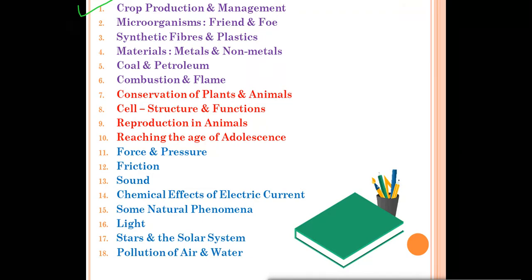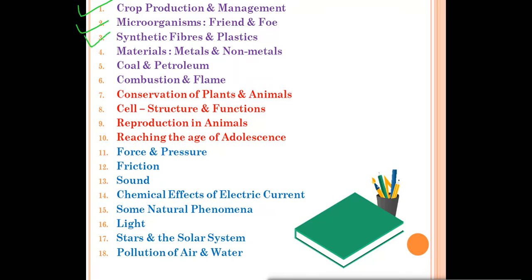Next is microorganisms, friend and foe. So you know that there are different types of microorganisms like bacteria, fungi, virus, etc. Many of the microorganisms are useful to us, but many of the microorganisms are harmful to us. In the second chapter, we are going to read about the microorganisms.